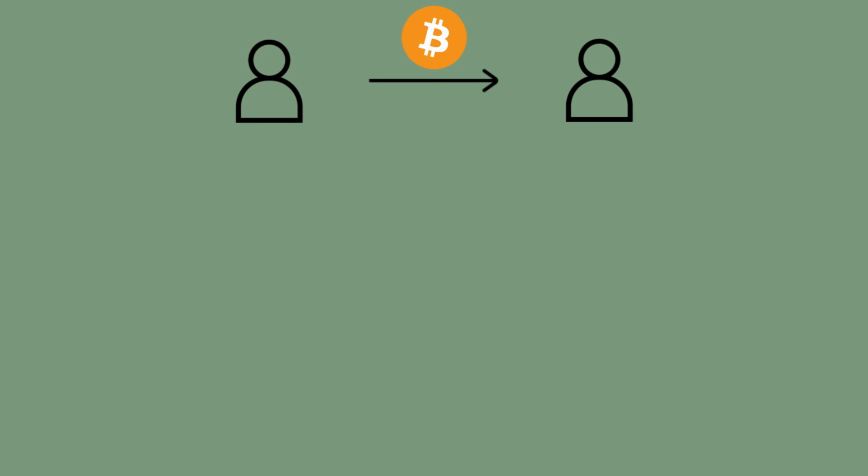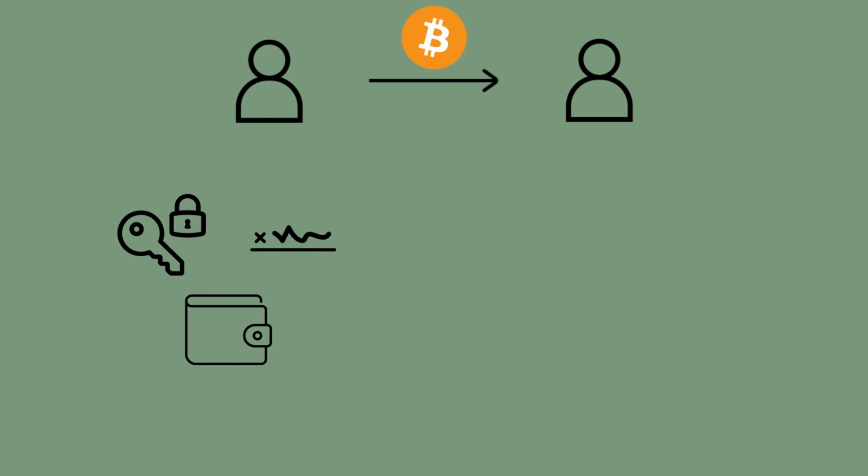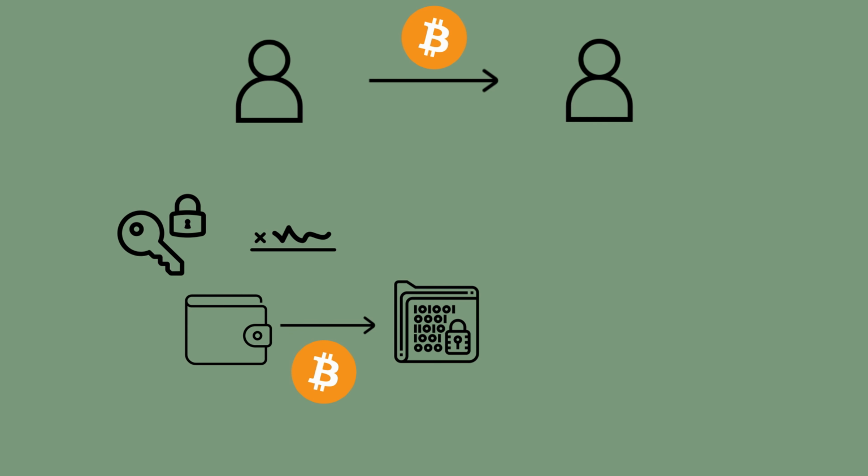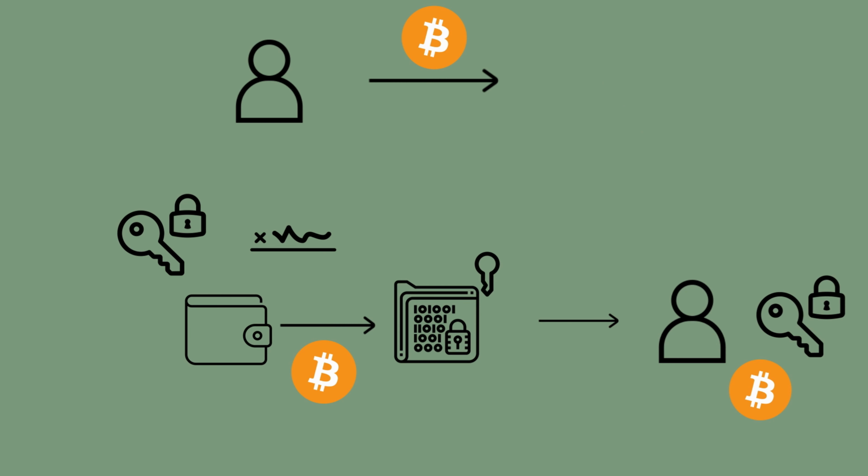Let's say, for example, I want to send Bitcoin to a friend. I would use my private key to gain access to my funds. I would then encrypt the transaction with my friend's public key that then only he could decrypt with his private key. This ensures that only he can access the data that I send him.